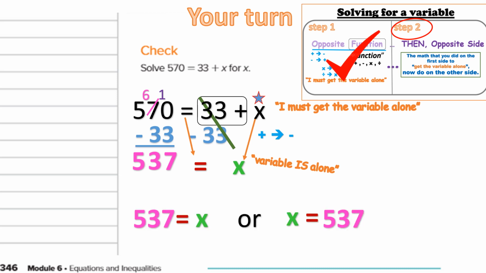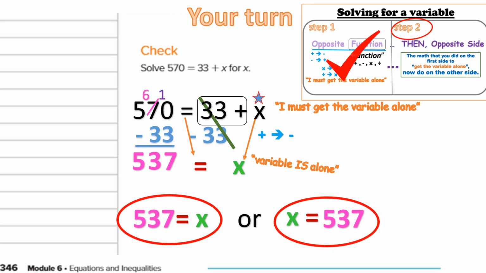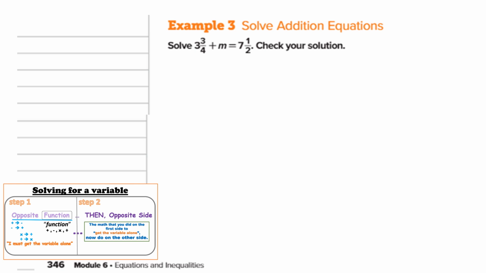We sure are. And if I would add 537 and 33, then I'm going to see that that is equal to 570. Once again, you could put it as 537 is equal to x, or x is equal to 537. Both are the correct answer because it does not matter which side of the equal sign your answer and your variable go on.